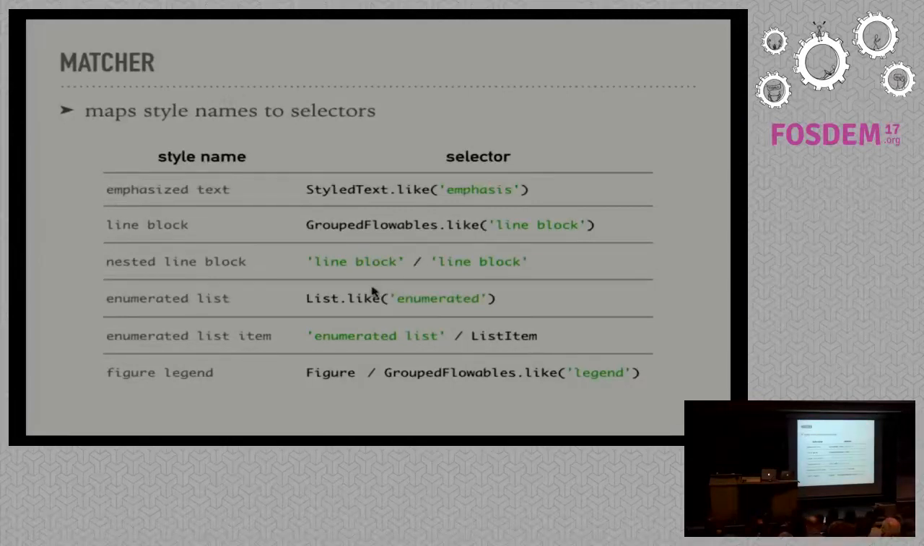We can also reuse style names in new selector definitions. So line block over here is defined like this, and if we combine them, we can map that to a nested line block.